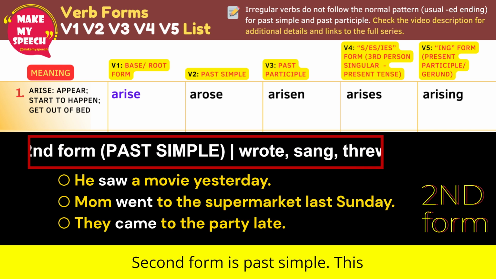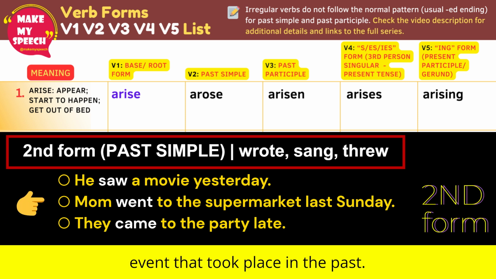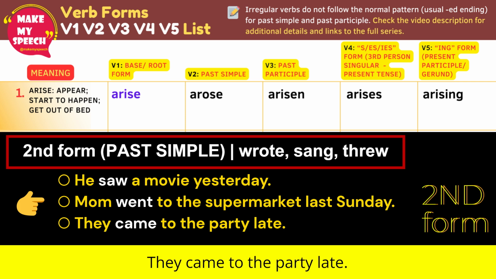Second form is past simple. This form is used to represent an action or event that took place in the past. Example: he saw a movie yesterday. Mom went to the supermarket last Sunday. They came to the party late.